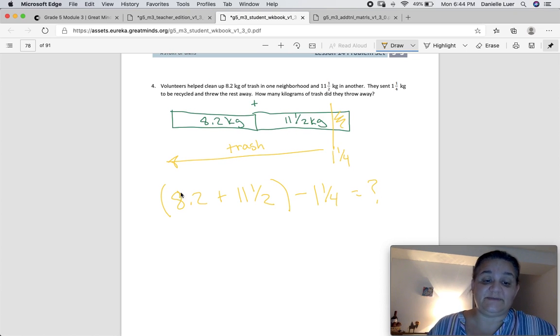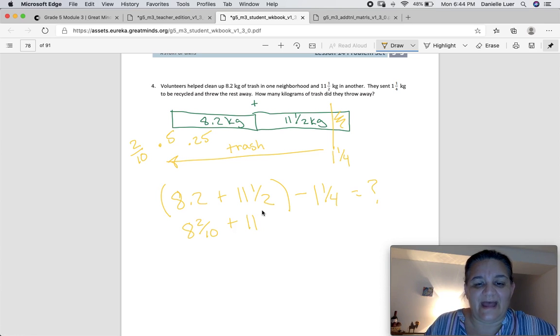We can move forward with decimals, which I'm pretty comfortable with, or we can keep these as fractions and change that into a fraction. So, 2/10 you could write like this. That's 2/10. Or 1/2 you could write like this, 0.5. And 1/4 is 0.25. So I think because 2 of these are already in fractions, we'll just change this one into a fraction as well. So 8 2/10 plus 11 1/2. We'll add those together, minus 1 1/4. We'll do that part later.